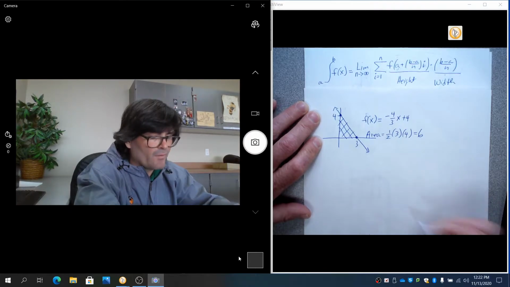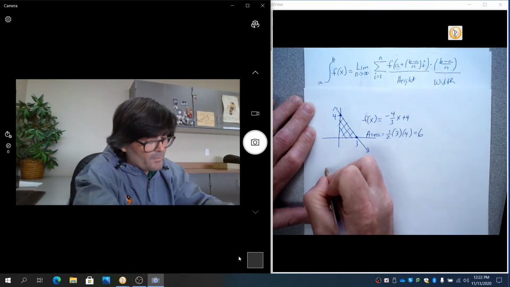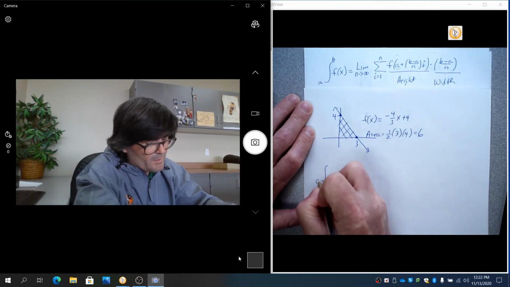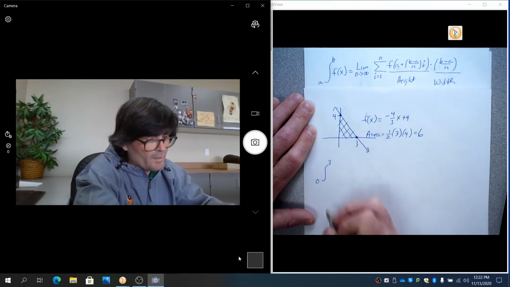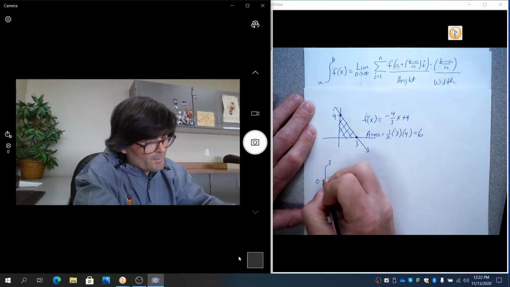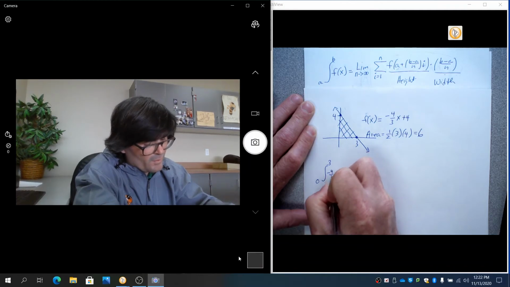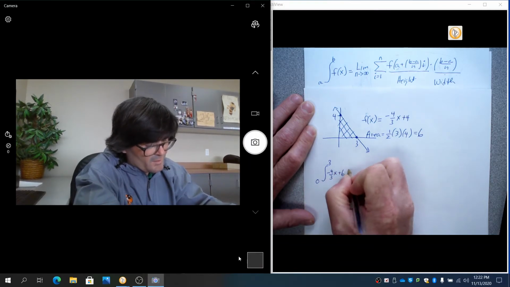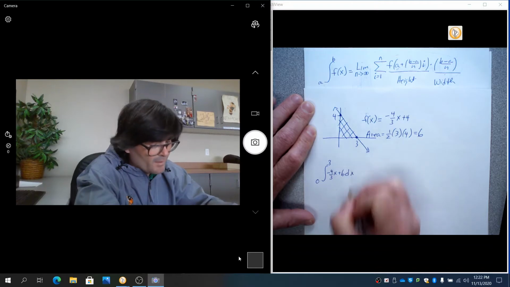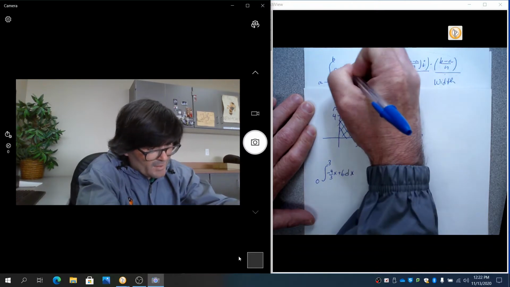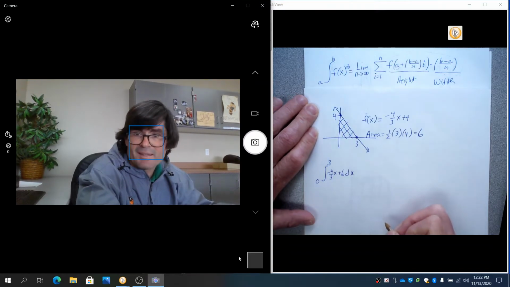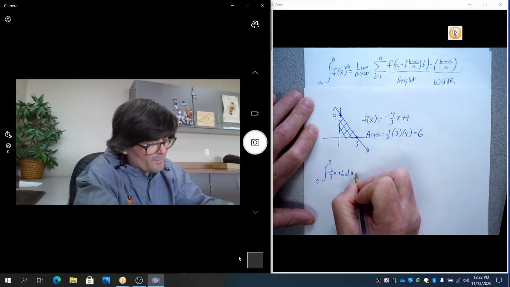So now we're going to use my formula up here. I'm going to set up my integral. The integral is from 0 to 3. The function is minus 4/3 x plus 6. We write a dx right there. I should have written a dx right there. We'll talk about that later. Bear with me for now.